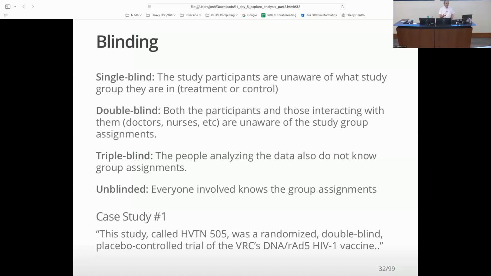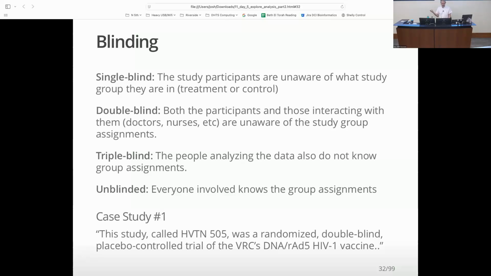Another thing is that if some of the measurements that you're doing are subjective, like how healthy does the person look, it's going to be less subjective than that, but there are some characteristics that are subjective according to the doctor or the nurses, right? If they know who's getting which treatment, they could be biased in their reporting.